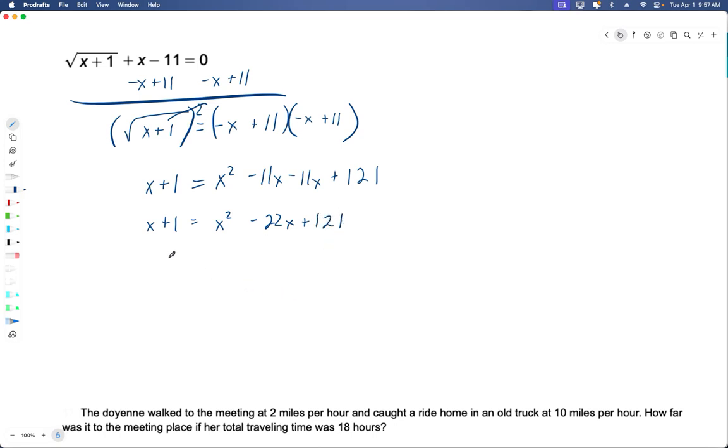I'm going to subtract 1 and subtract x from both sides. This is a 1x, right? So minus 1x minus 1. That gives me 0 is equal to x squared minus 23x plus 120.